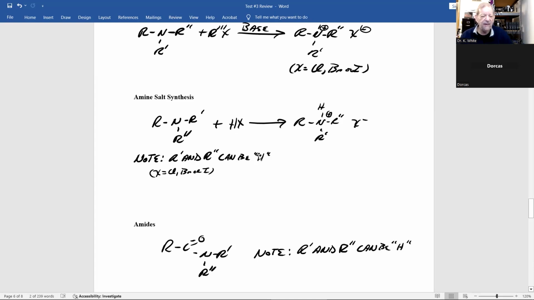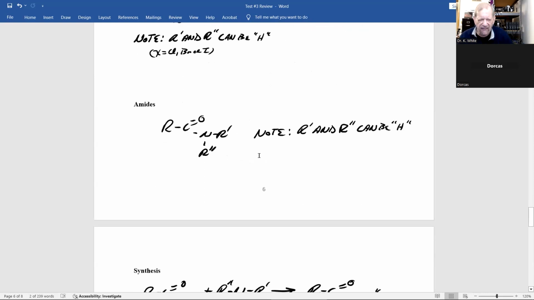Now, next, a derivative of amine, something that can be made from an amine, is an amide. And we'll learn later on, amides are very important in our life. All proteins are amides or polyamides. Your skin, my skin, what hair I have left, they're all made up of polyamides. And here we have the amides.